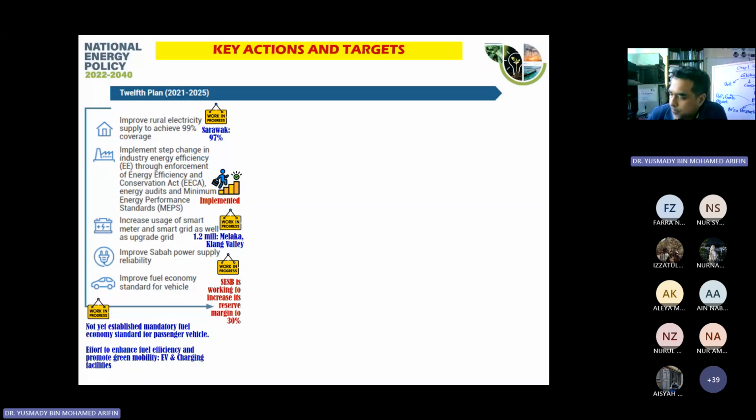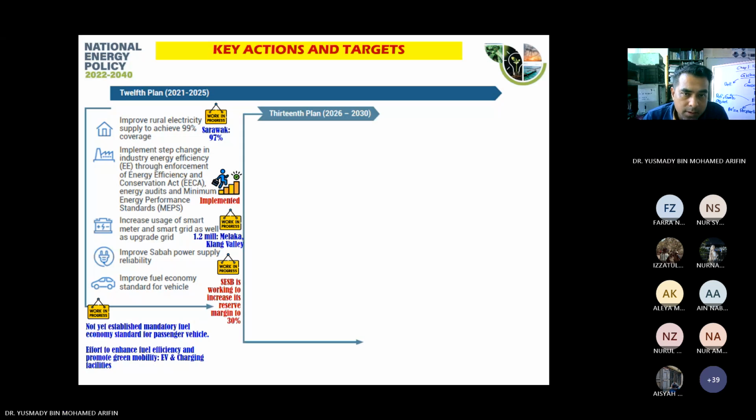Okay, boleh tak? Soalan tak? Any question about the key action and also the targets for national energy policy? Boleh faham tak? Boleh. Ya. Boleh. Okay, next plan.